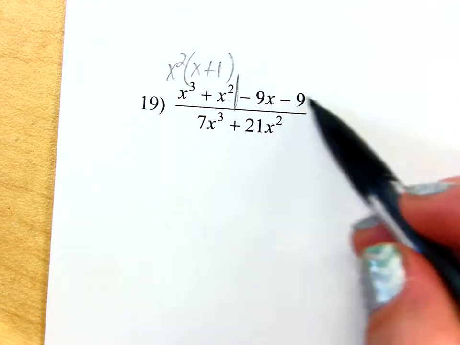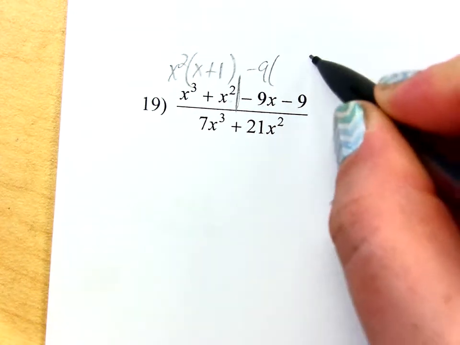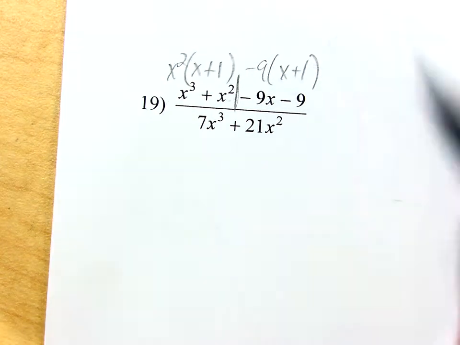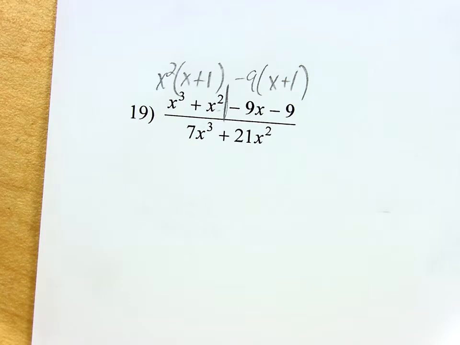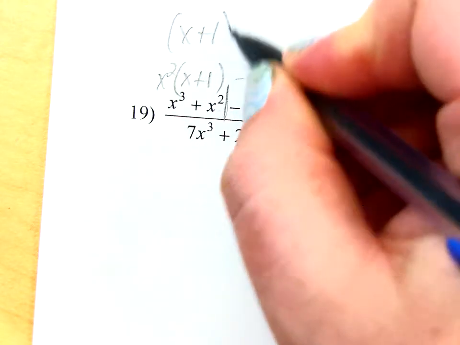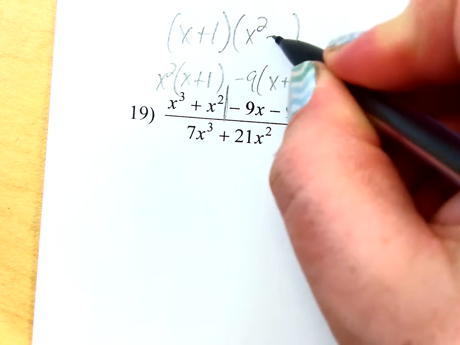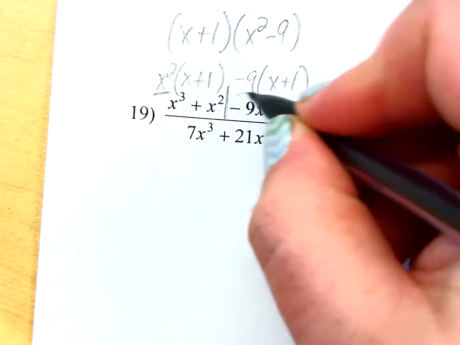And then on the right-hand side, what could I take out? Negative 9, and then what would be left? X plus 1. Remember how the parentheses were supposed to be identical? They are, so that's good. So one of my factors is x plus 1, and the other is what's out in front, x squared minus 9.